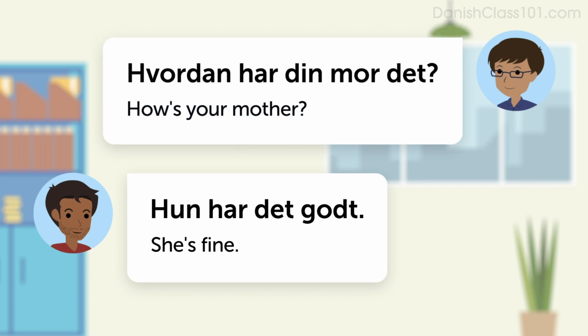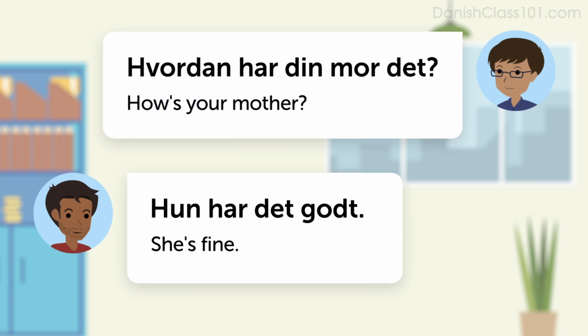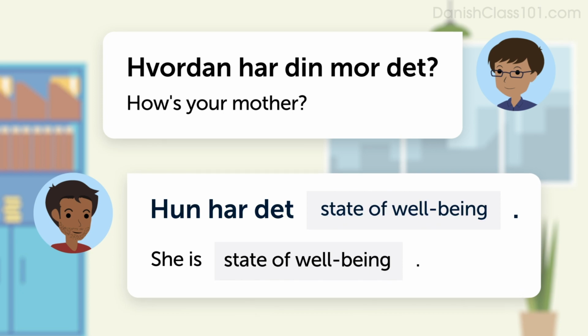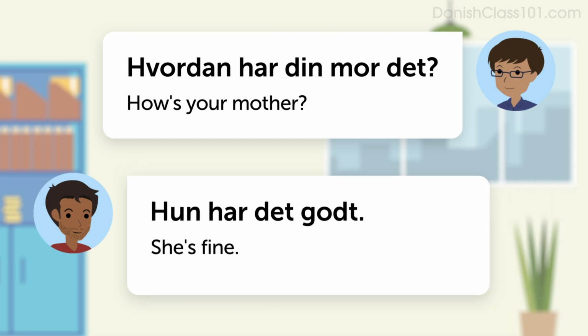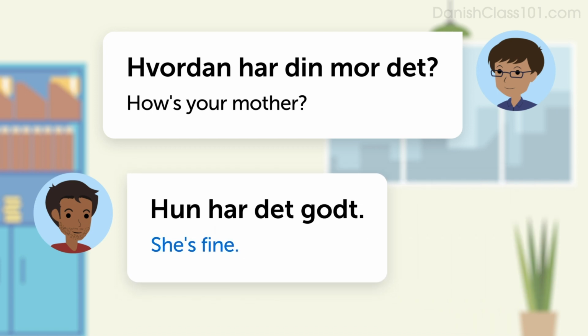Now, how do you answer this question? The pattern is, Hun har det, state of well-being. This Danish sentence literally means, she has it, but it translates as, she is state of well-being in English. For example, she's fine. Hun har det godt.